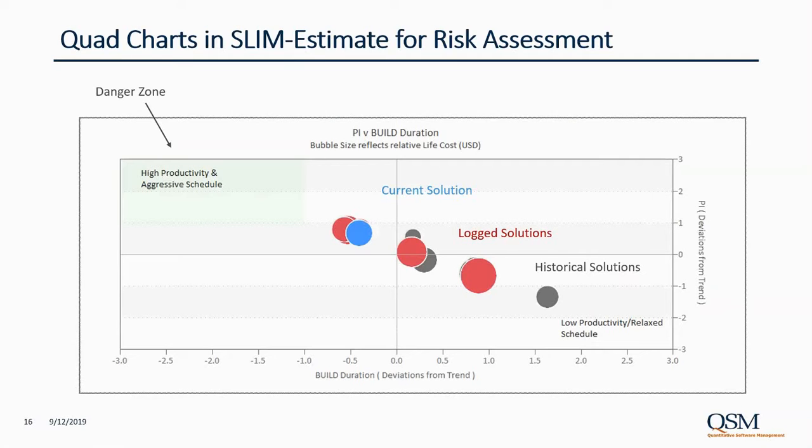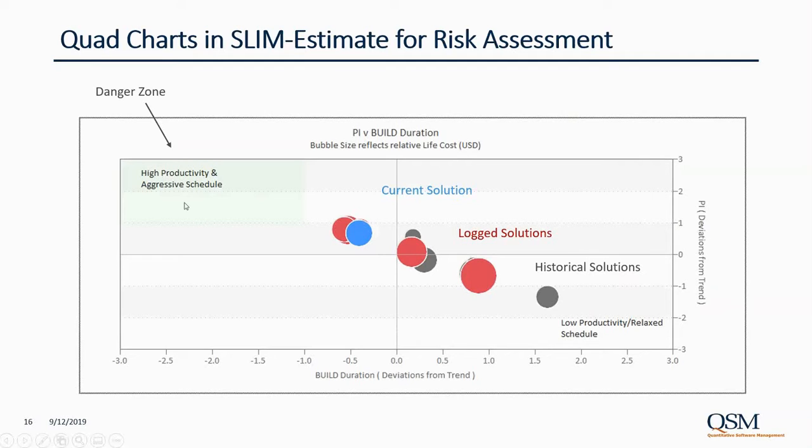You can customize that for whatever makes sense for your projects. And in this example, the bubble size is life cycle cost. So this is the relative cost of each solution from SLIM Estimate. So we're looking at different estimate solutions, the current one versus some what-if exploration that you might have done and logged those solutions. And we're also able to look at history. So it really lends quite a bit of insight by having all this information in one place.